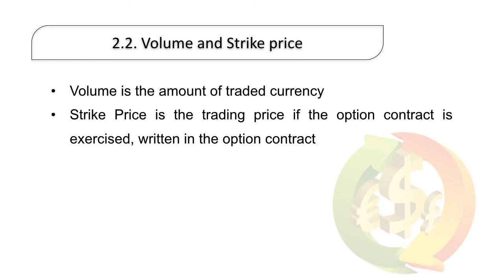The trading rate, or contract price, is called strike price. This is the exchange rate that would be applied when the holder exercises the contract and is written in the contract. The strike price in the example is $1.1340 US per euro.